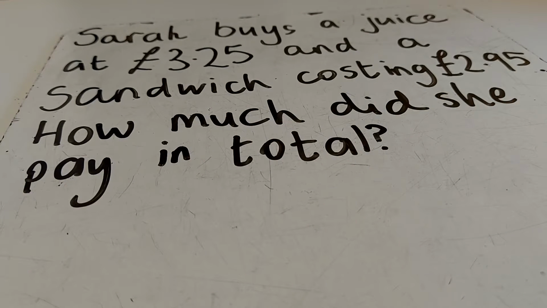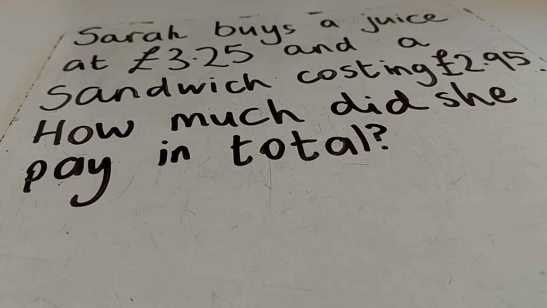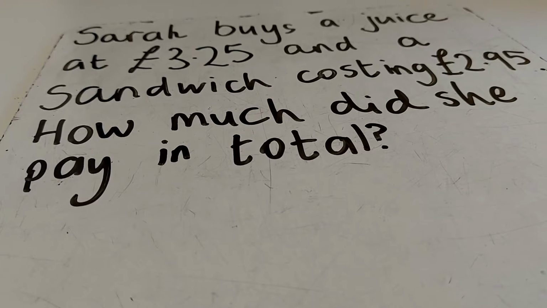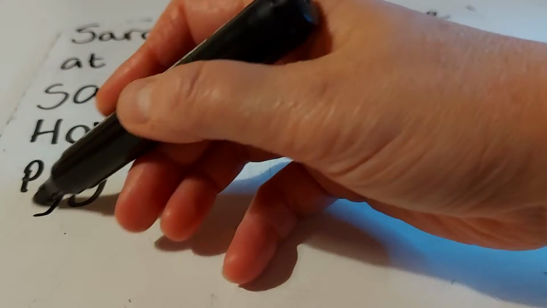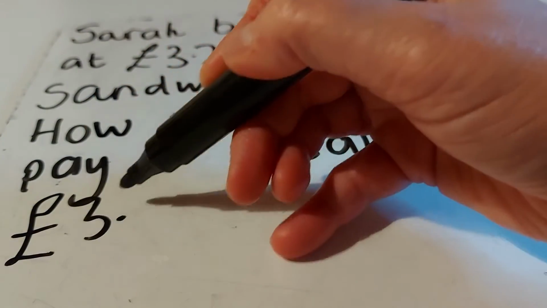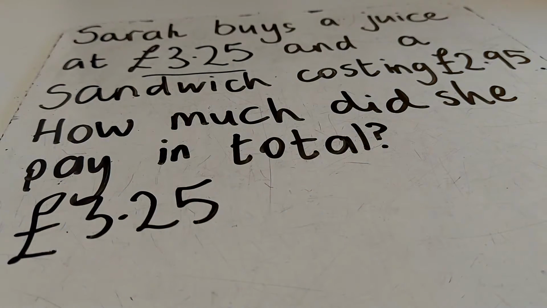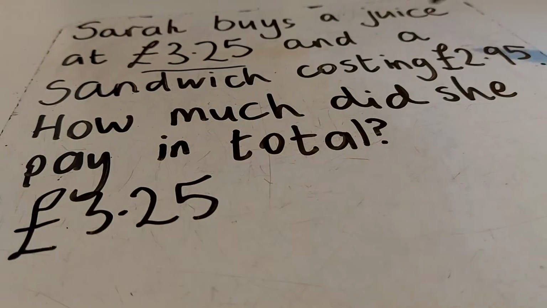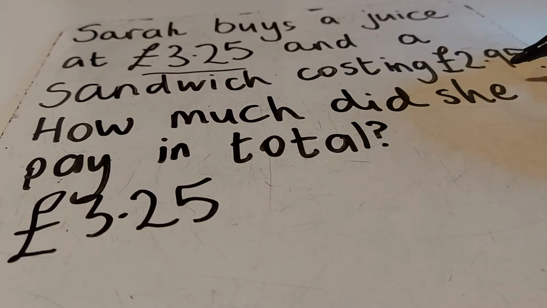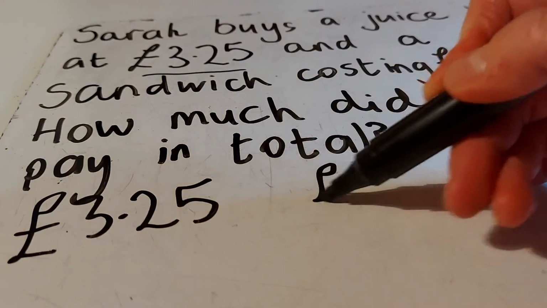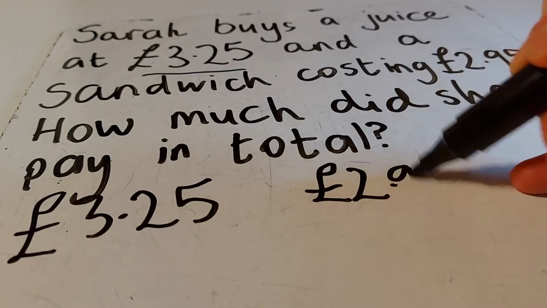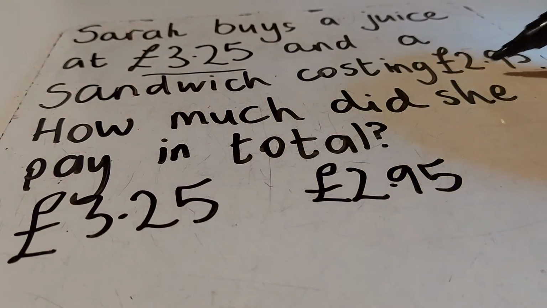Okay, so now we need to look for key information. Her name is Sarah. That isn't important. But what is important is that she buys a juice and it costs £3.25. Okay, that's our first bit of key information. If we read on, she buys a sandwich costing £2.95. I'm going to write that here because that's the next bit of important information.